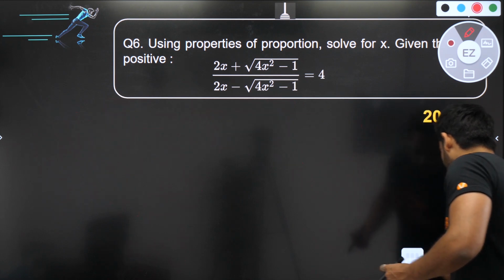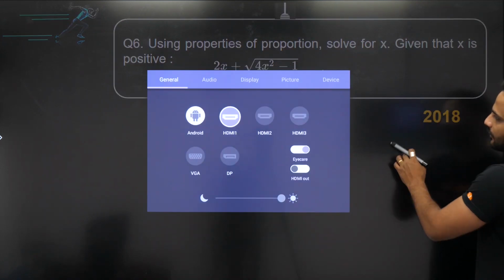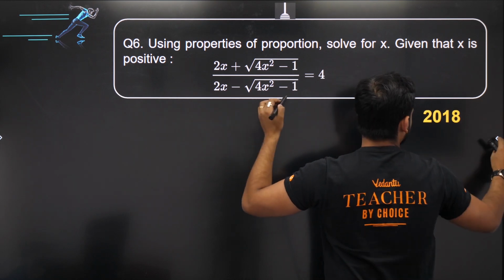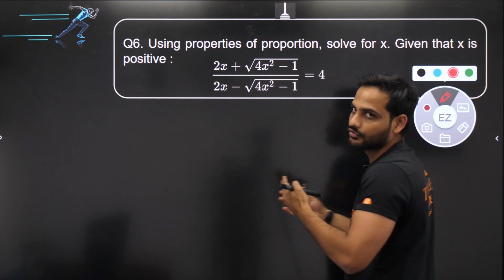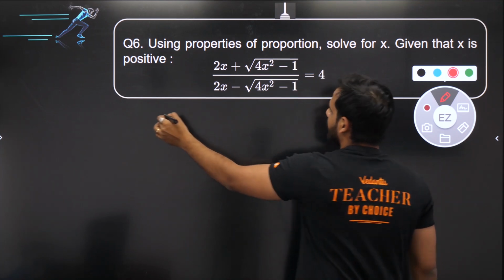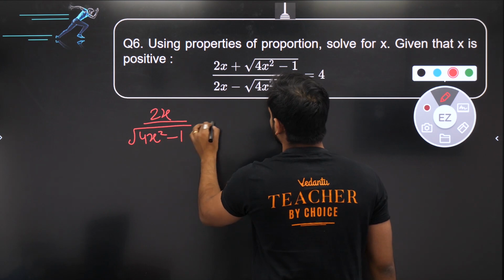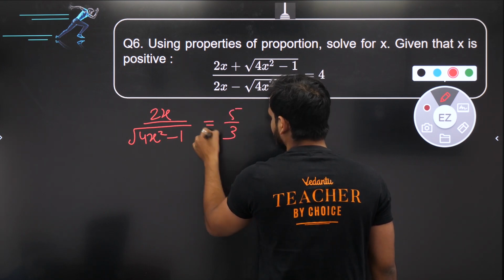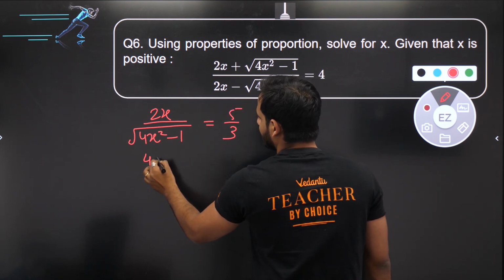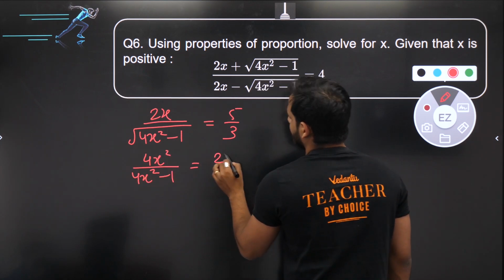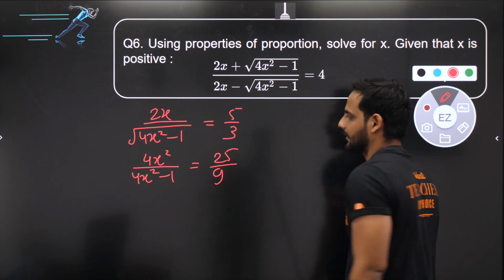Okay. This is a mistake, this part here. Actually, we need to square on both the sides, right? So what we have got? I forgot to square on the RHS, which you should not do. So it should be 2x upon under root of 4x square minus 1 is equal to 5 by 3. Now if I square, it will become 4x square upon 4x square minus 1 is 25 upon 9. That was the mistake. Correct.